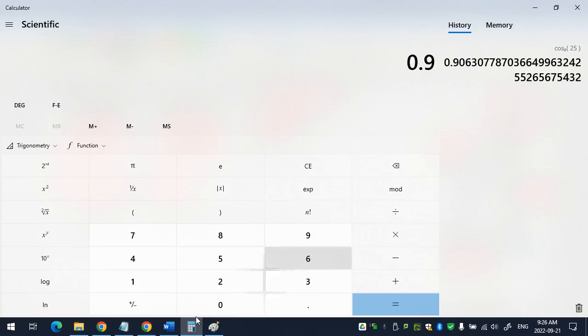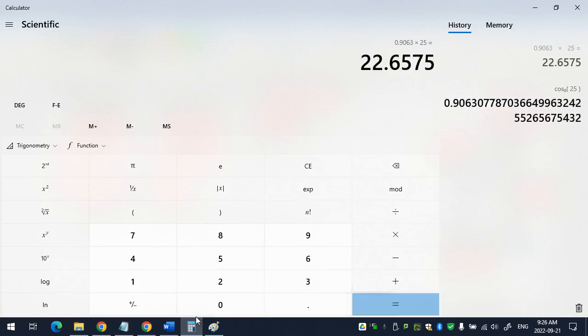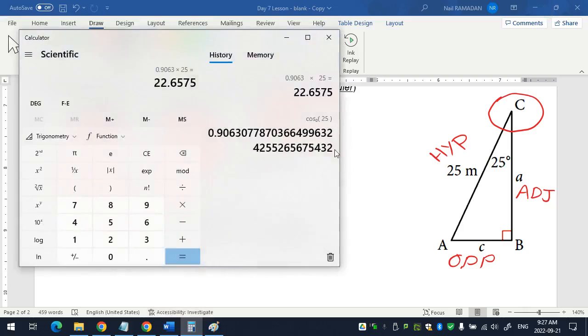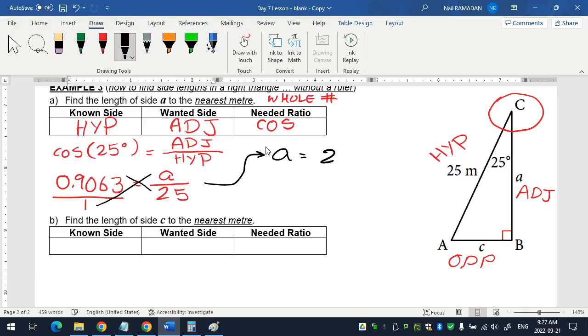So 0.9063 times what? We said 25, as Jane said, yes. 25. Okay. Let me write the number, and then we'll round it. So we get, if we don't round, 226575. So 226575. It says what though?